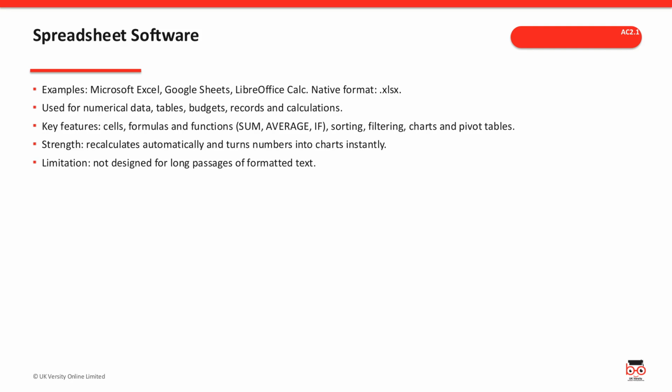Next, spreadsheet software, Microsoft Excel, Google Sheets, or LibreOffice Calc, saving as .xlsx. This is the home of numerical data, budgets, records, tables, and calculations, built around cells, formulas, and functions like sum, average, and if, plus sorting, filtering, charts, and pivot tables. Its real magic is that it recalculates automatically and turns rows of numbers into a chart in a couple of clicks, though it's not the place for long passages of formatted text.